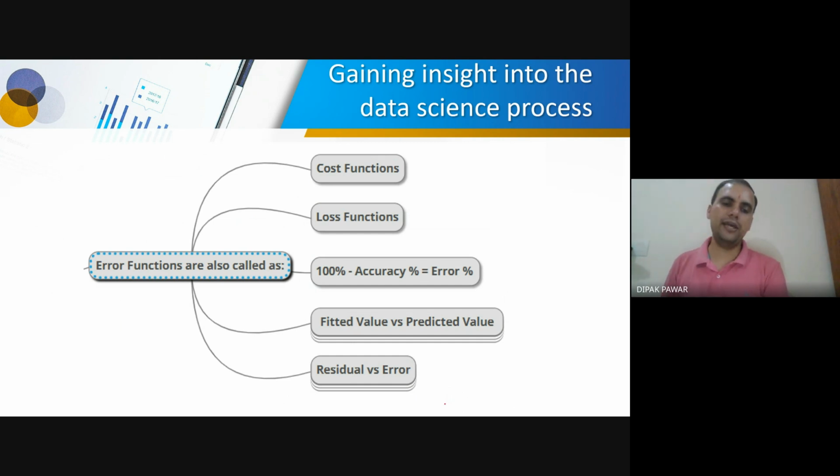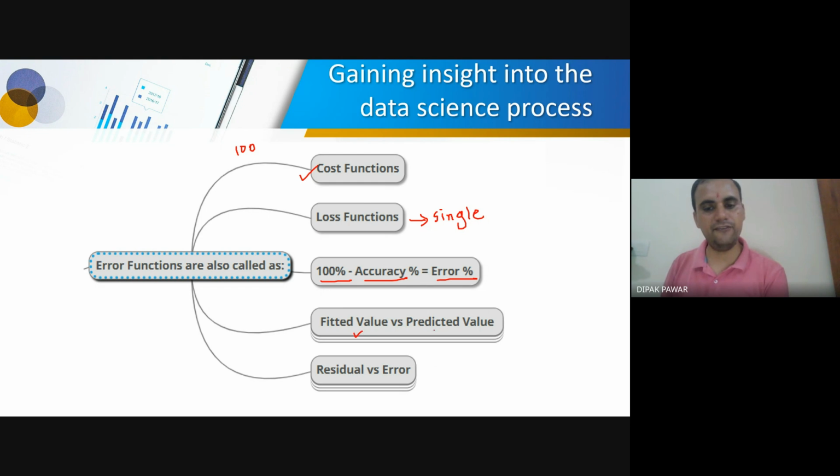The second parameter is error functions. What is the meaning of an error function? If you are considering a single row, then the single row error is considered a loss function. And if I have 100 data points or 100 rows, and I consider the loss of every point and then average it, it is considered a cost function. Then how do we calculate error? Basically, error is nothing but 100% minus whatever accuracy you are getting. That is the error percentage.